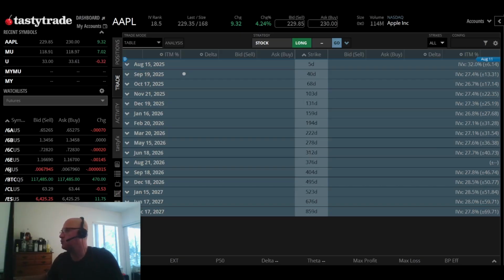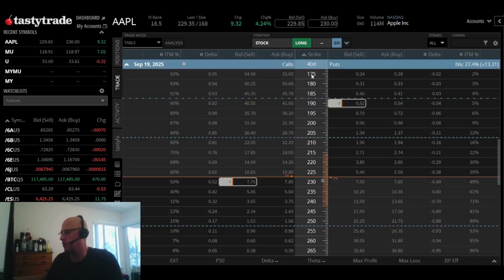So if we go to the September option chain, the stock is roughly about $230. If we look at the first out of the money put, that's here. That's the 225 line. We're going to be paying roughly $5.45 for that put if we wanted to buy it.